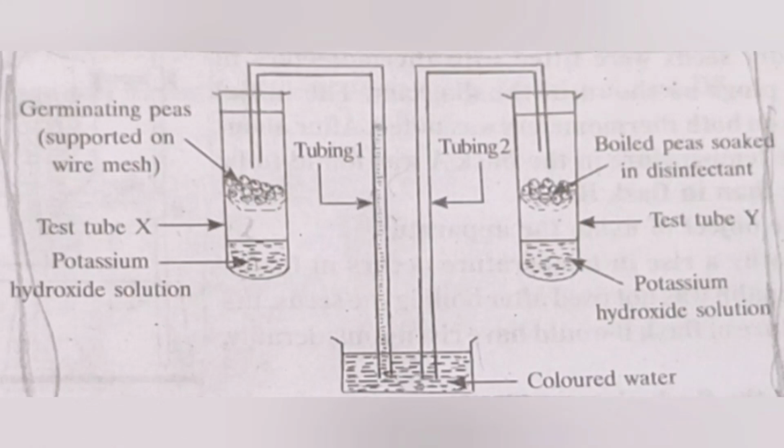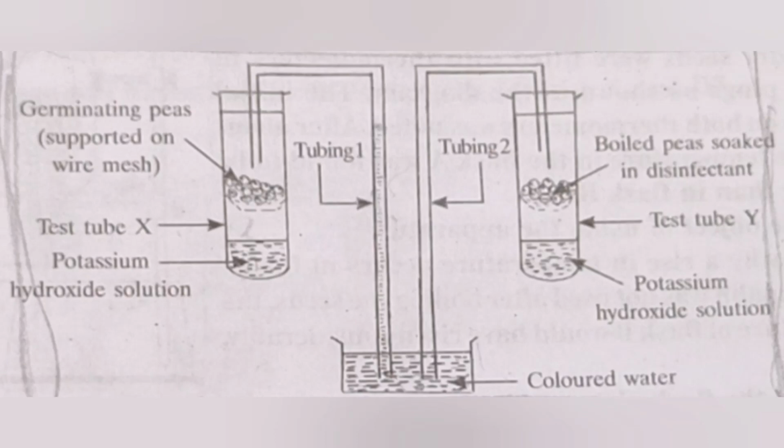In this apparatus, a beaker is filled with colored water and it has been tubed to another two tubes X and Y each. In these tubes, you can see clearly that in the X tube there are germinating peas and this is supported by wire mesh. In the tube Y, there are boiled peas and they are soaked in disinfectant so that bacterial respiration does not take place, and these are also supported in the same way. In each of the tubings you can see potassium hydroxide solution kept.